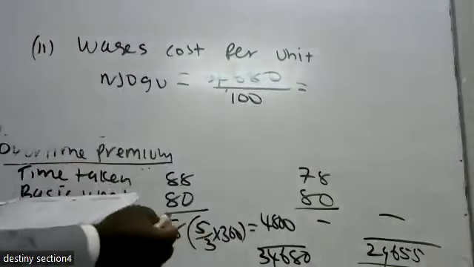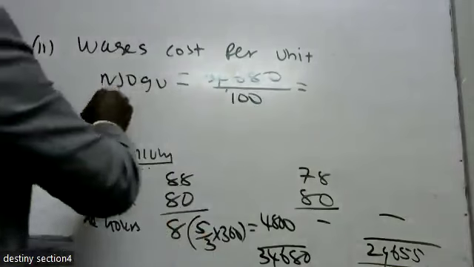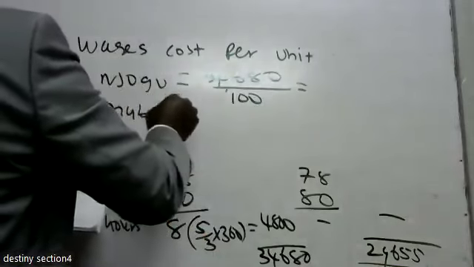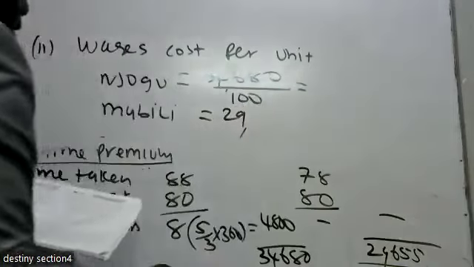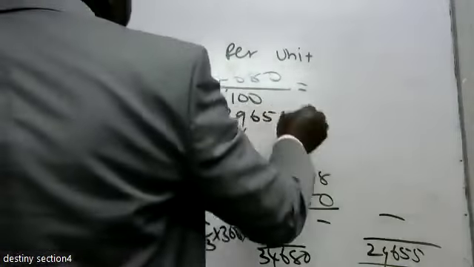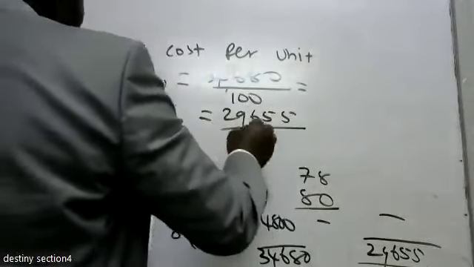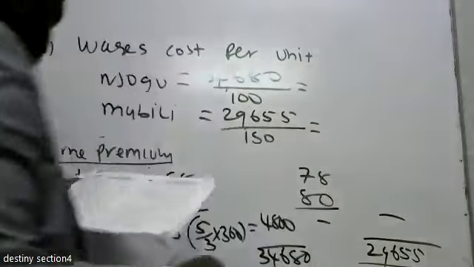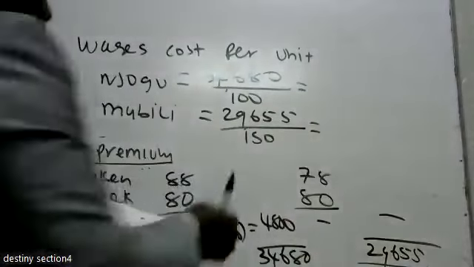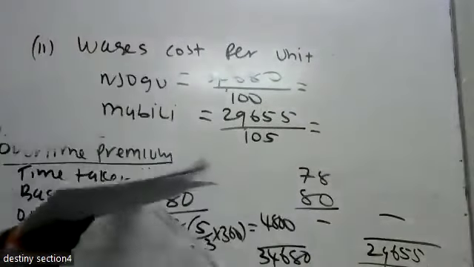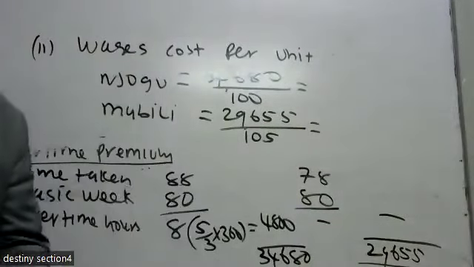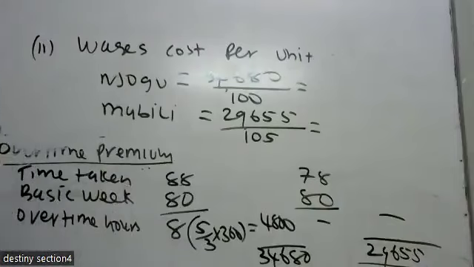Yes. Then the one for Mamali. You take 39,691, divided by 105. That's the 105. So that is how you get the lowest cost per unit.